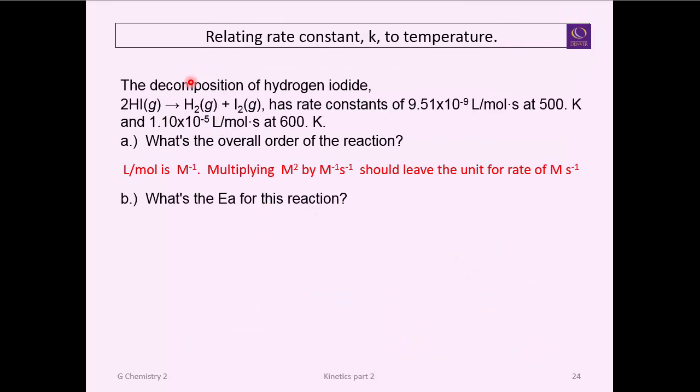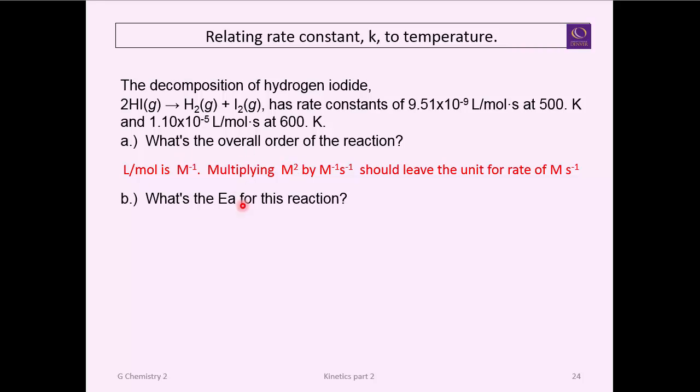All right, so now let's use the same expression and see if we can solve for the activation energy. And I'll do a little quick review too, where I basically say, look, you have rate constants expressed as liters per mole on the top, with moles on the bottom times second. I wonder what the rate constant is. Well, a liter per mole is a mole to the minus 1. Multiplying that, mole squared, by that should leave the unit for rate. So if I just looked at this, that's a second order overall reaction.